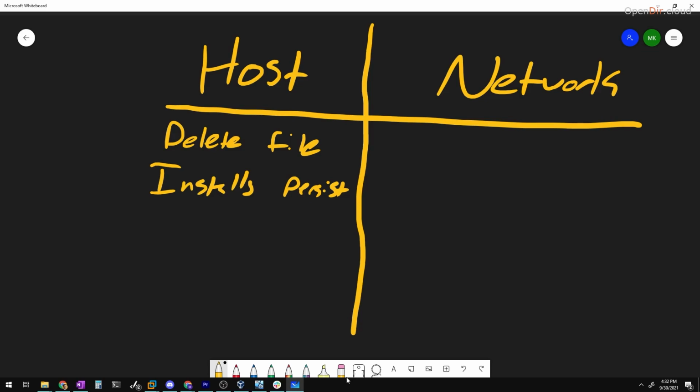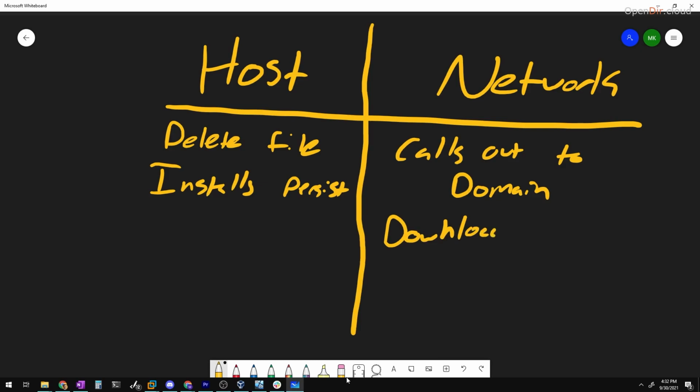Now, on the other side, on the network indicator side, let's say the binary calls out to a domain. Maybe it downloads a file. These would be network indicators because we have some kind of network indicator to hone in on to identify what the binary is doing. Now, there are some indicators that kind of tread the line between these two areas.